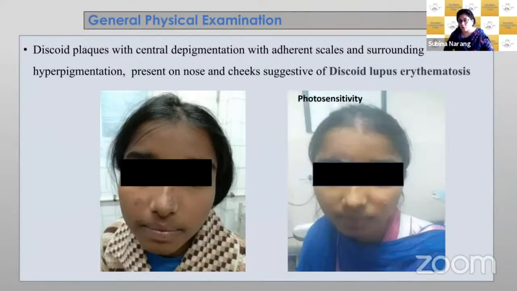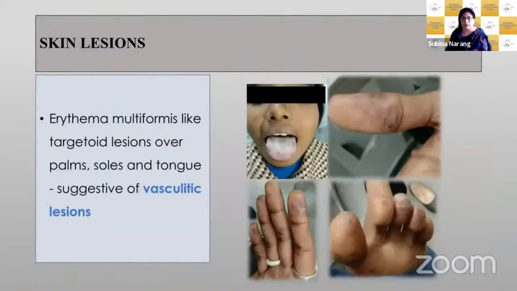The patient also showed photosensitivity of these rashes once the patient was exposed to sunlight. This is the flaring up of these rashes on exposure to sunlight. There were other skin lesions also, which were suggestive of vasculitic lesions. They were on the palms, soles, and tongue of the patient.